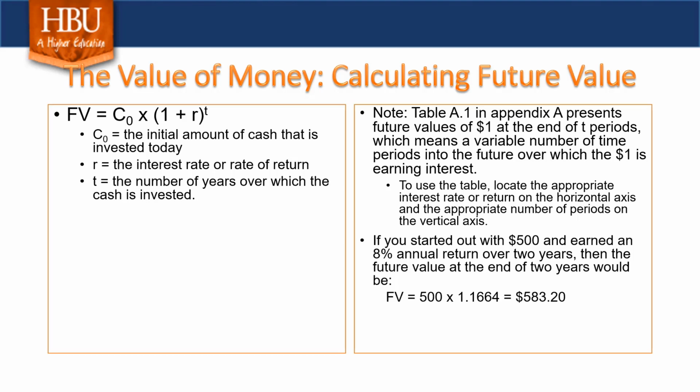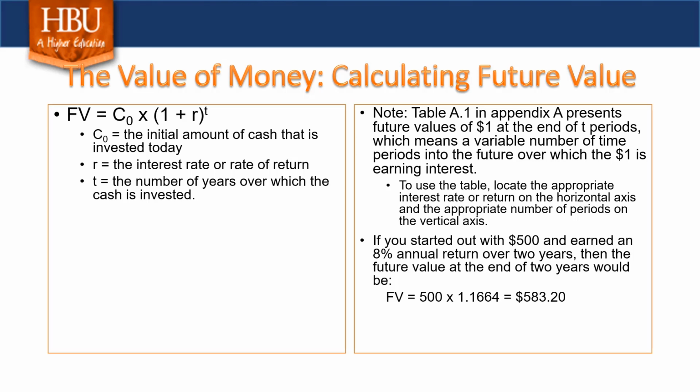This slide shows us ways that we can calculate our future value. The formula indicates the future value is equal to our initial cash investment times 1 plus R, and R is our interest rate, to the T power, or the number of years over which the cash is invested. Please note that table A.1 in your appendix A represents future values of $1 at the end of that time period, which means a variable number of time into the future over which the $1 is earning interest. So to use the table, you essentially locate the appropriate interest rate or return, and then the appropriate number of periods or years on the vertical axis.